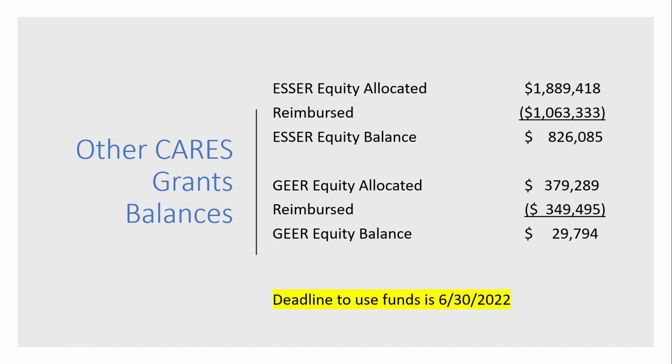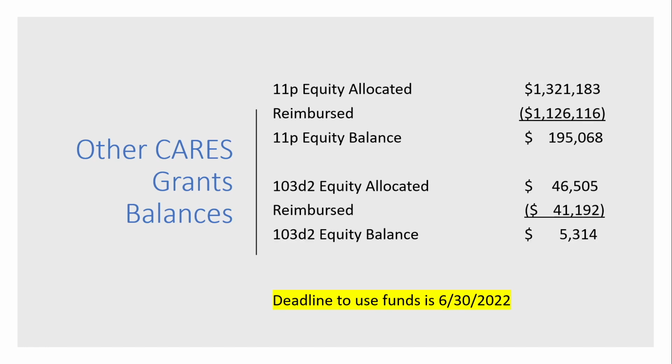So for the year, we had 379,289. We've been reimbursed 349,495. So we have 29,794 left. And we do have until June 30th, 2022. The 11P equity, we had 1.3 million. We've been reimbursed 1.1, and we have a little less than $200,000 left. The 103D2, we were allocated 46,000. We have been reimbursed 41, and we still have $5,000 left to spend by June 30th, 2022.